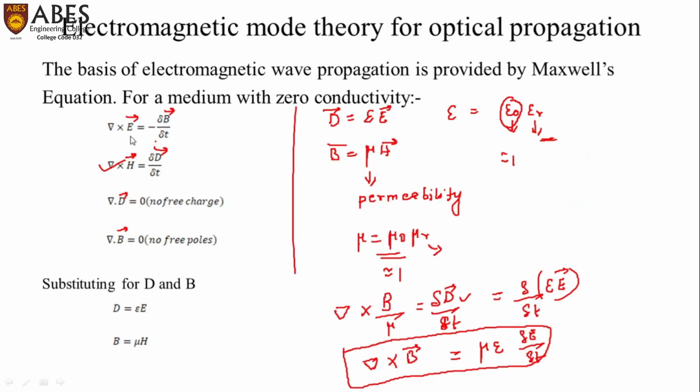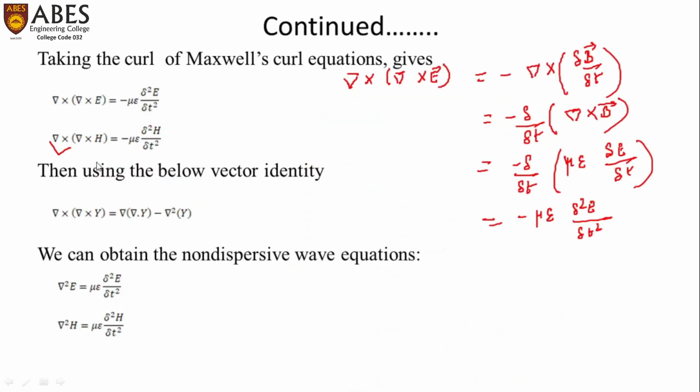In a similar way, by taking the curl of this equation, first of all we have done it for del cross E. By taking the curl of the second equation, we can have this relation. And now this has to be solved. Del cross del cross E should be equal to, but what will it be? Using the identity, if a curl of any vector is already curled, when we do del cross del cross Y, it can be resolved as del dot Y minus del squared Y. So we are going to resolve this in a similar manner.